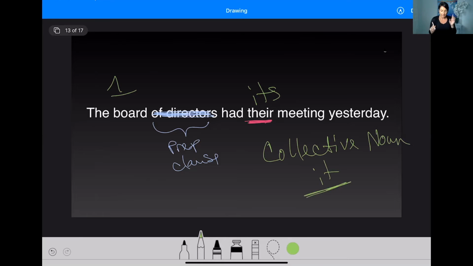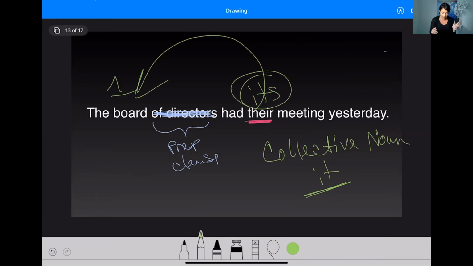Okay, so they will do this on every grammar exam. When you see the word there, slow down, go to your subject. Does it agree? In this case, it does not. So you're going to want to either A, change the subject, which probably wouldn't work here, or B, change the pronoun, which works here because its is the proper pronoun.